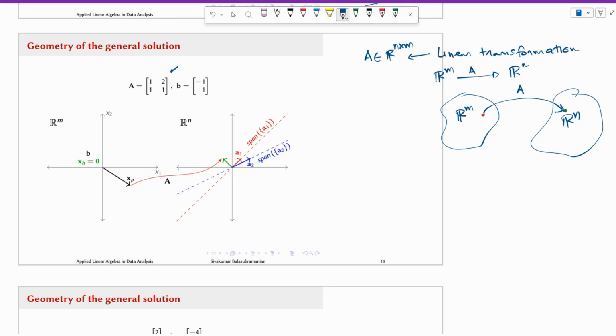Let's consider this example where A is this 2 cross 2 matrix. That means when you do this operation Ax, A takes elements from R2, that is Rm. So in this case, Rm is R2, and it produces elements in Rn, which is in this case also R2. So I can essentially draw both my input space and the output space like this. This is the input space.